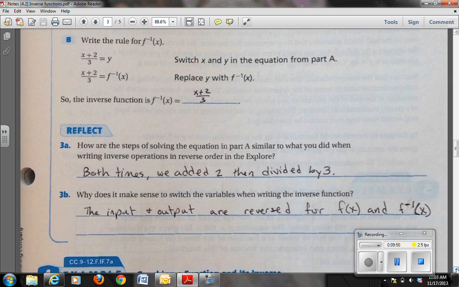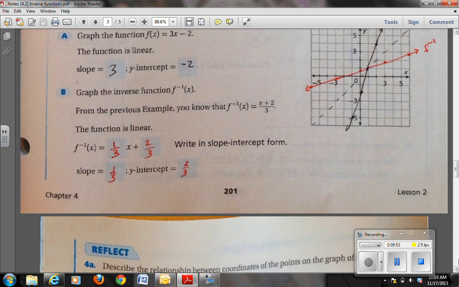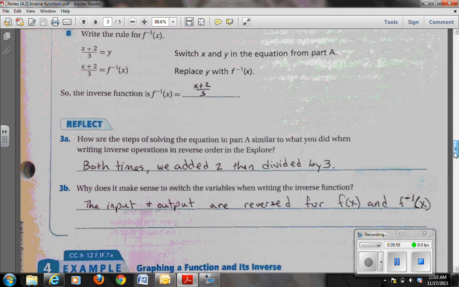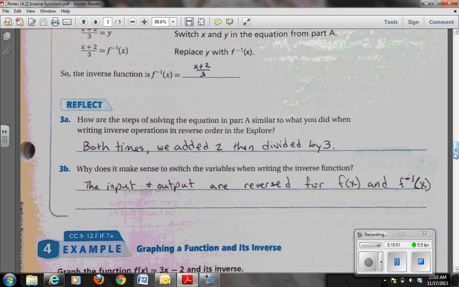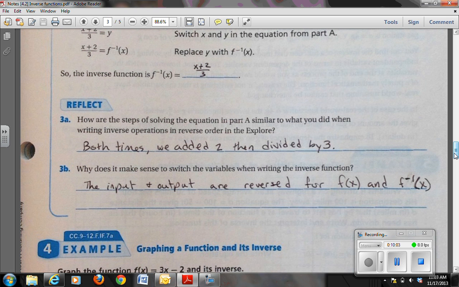Okay, so a couple of reflects. How are the steps of solving the equation in part A similar to what you did when you wrote the inverse operations? Well, both times you would add 2 first and then divide by 3. It's the same thing. Why does it make sense to switch the variables when writing the inverse function? Because the input and the output are reversed, right? The two columns of our table get reversed, or the arrows on the mappings we started the discussion with today got reversed in direction.